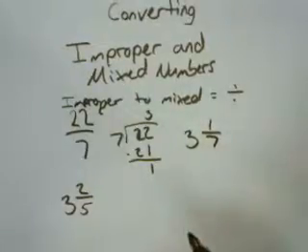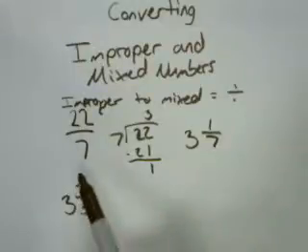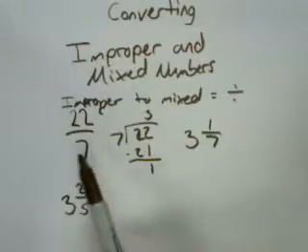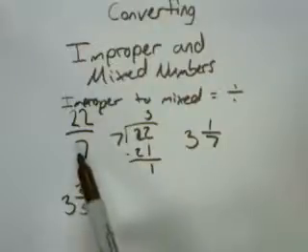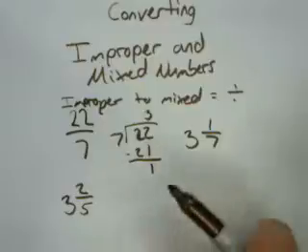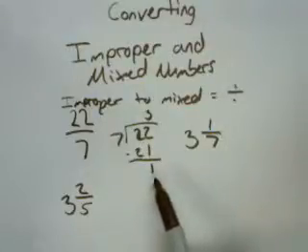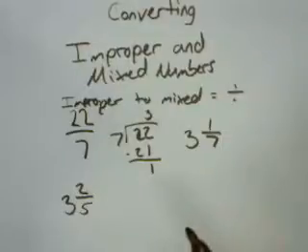A way of thinking about this is if sevenths is a whole, how many wholes can I pull out of 22? Well, I could pull 3 of them out because 7 times 3 is 21. I could pull 3 wholes out of there. Then what would I be left with? Well, if I took 21 away, I'd be left with 1. So I'd be left with 1/7.